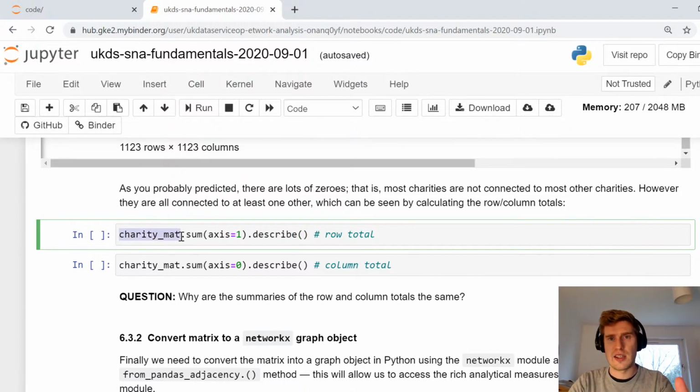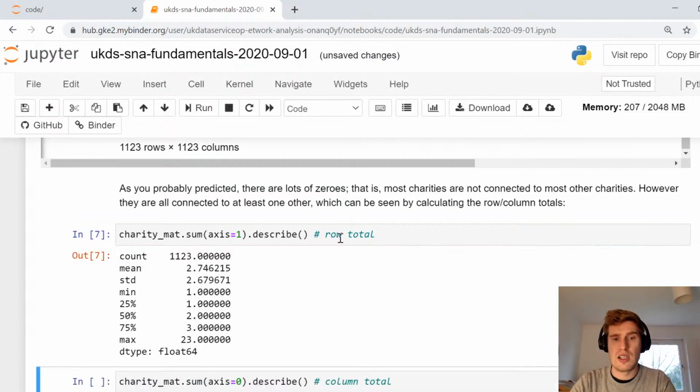That matrix that I've just created is called charity_mat. That could be anything, that's just a variable name I've picked. Then I want to use the sum command, to sum either the rows or the columns. If I specify axis 1, that's the way in Python of referring to the rows. And basically I want some summary statistics. Actually, it's not just counting, it's give me some summary statistics of all the 1s and 0s that we find in the data set.